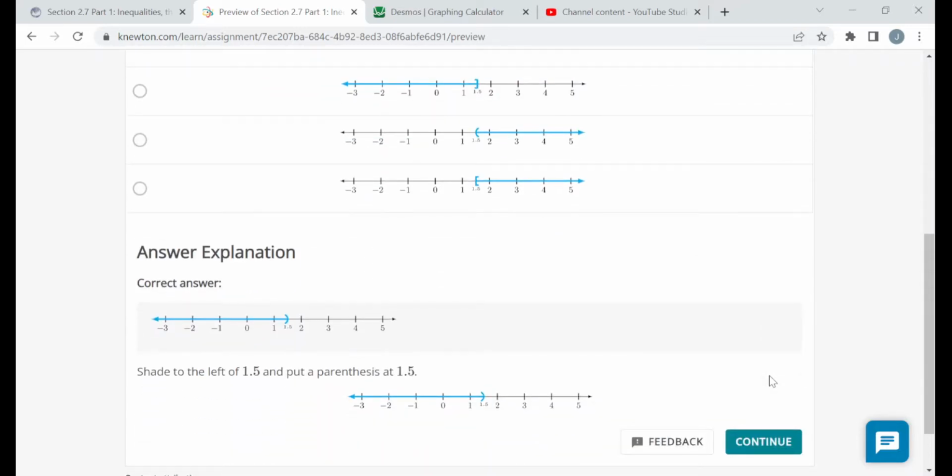Okay. Now me personally, I like having open points and closed points, but like I said, some people graph with parentheses and brackets right on the graph like this.